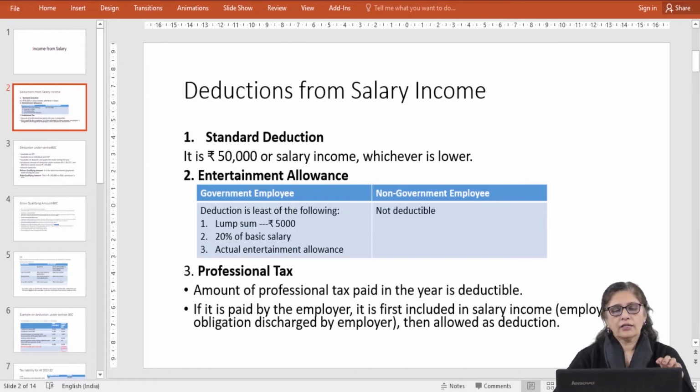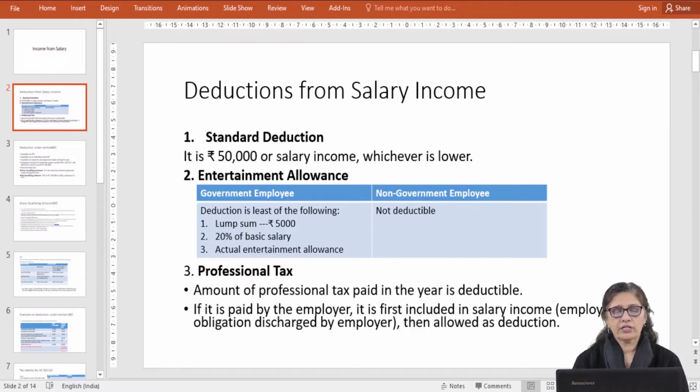On gross salary, we give certain deductions to arrive at the figure of net salary, which becomes a part of gross total income. And to arrive at net salary on gross salary, we give three deductions. One, standard deduction, which is a flat amount of 50,000, or if salary income happens to be lower, then the lower figure. Two, entertainment allowance.